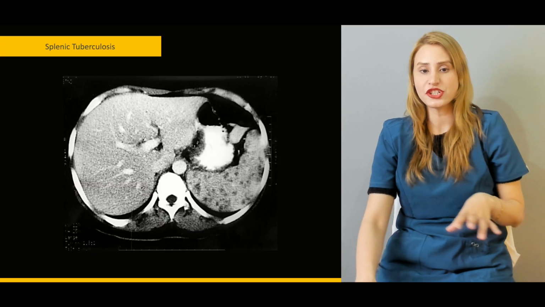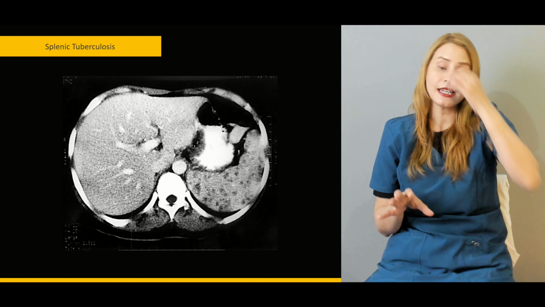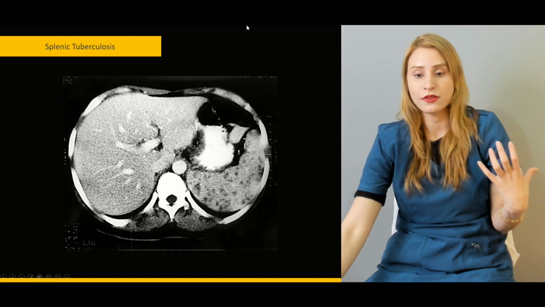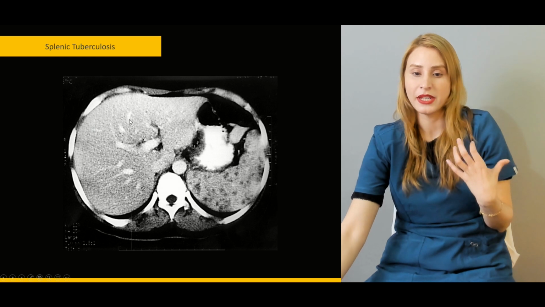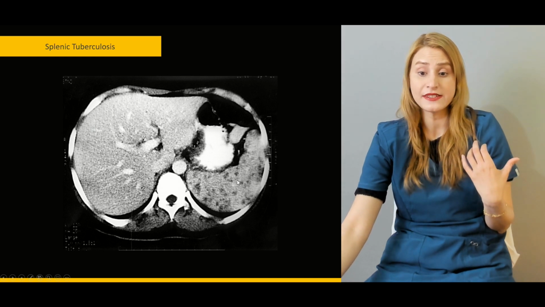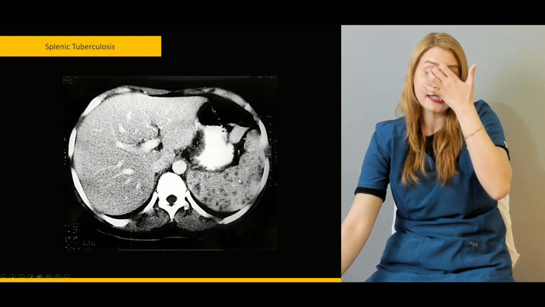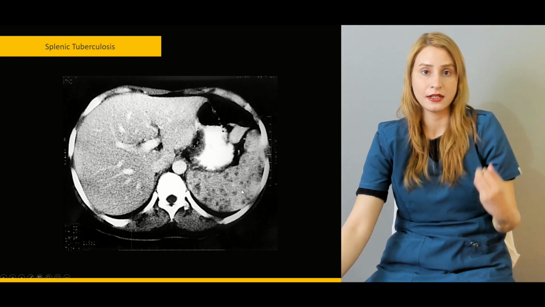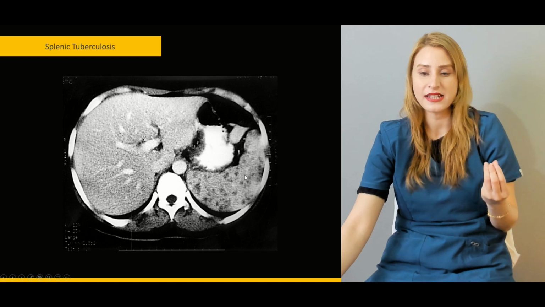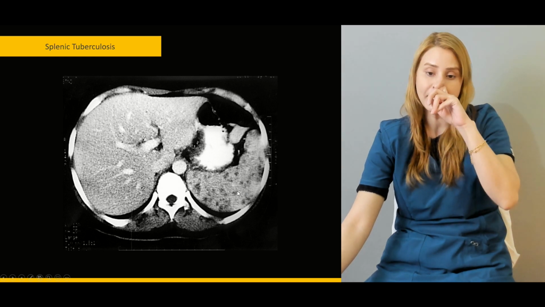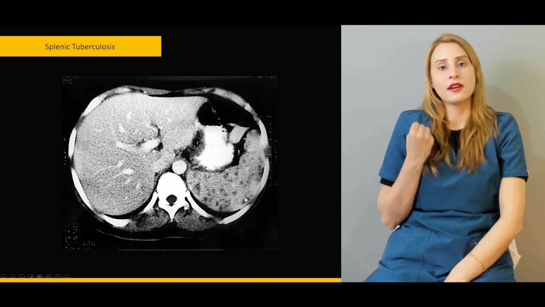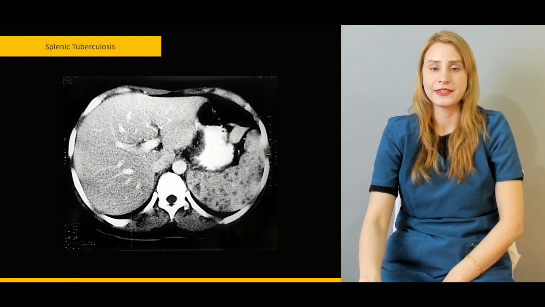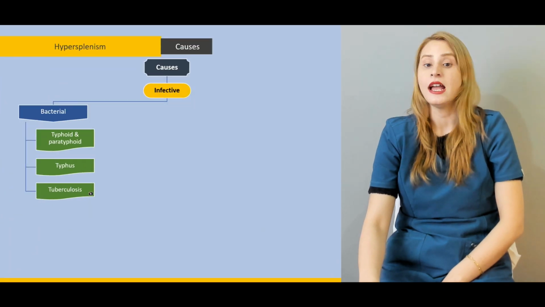And as you can appreciate, you can see miliary TB as well. This is the enlarged liver, and this is the spleen. You can see some homogeneous opacification present in the spleen, and this is a particular picture of splenic tuberculosis.